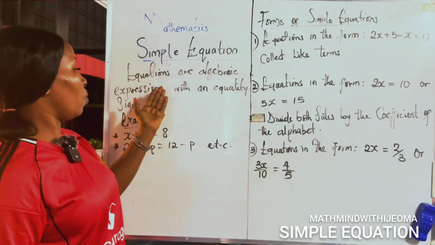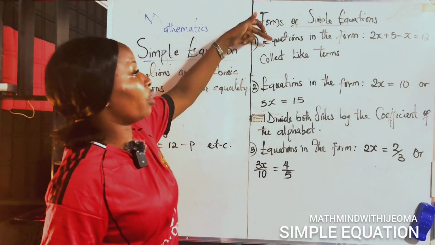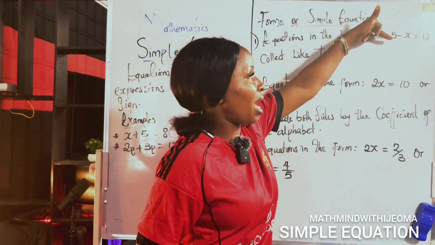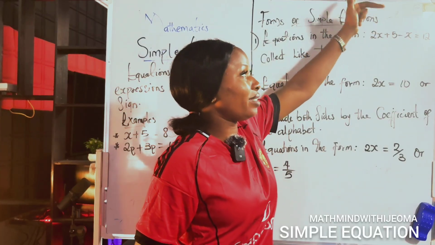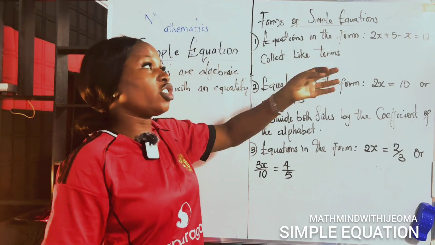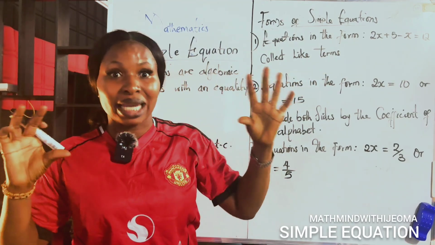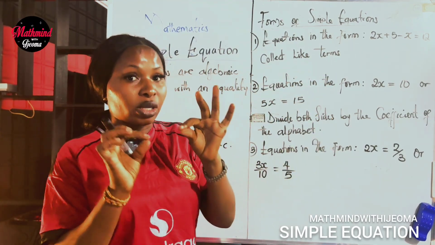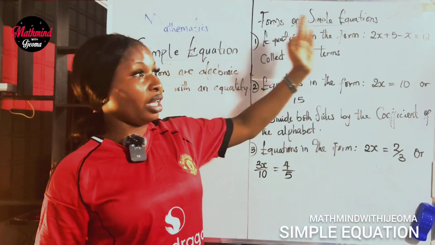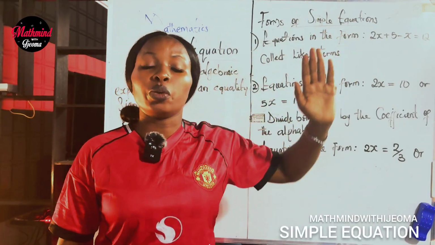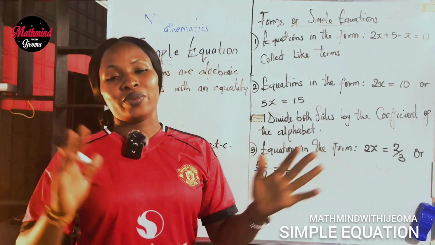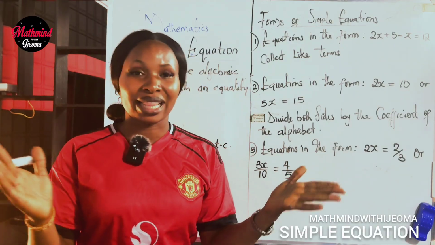Okay? Now, when you have an equation in the form 2x plus 5 minus x equal to 12. Now, if you watch, it's just an equation on a straight line, no fractions. If you have such a thing, the first thing you do is collect like terms. Now, somebody will ask what like terms are.